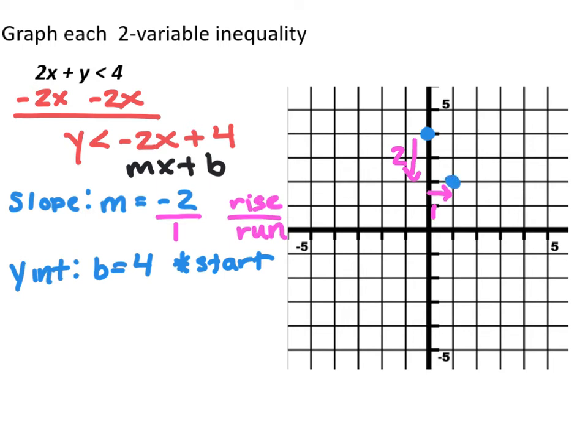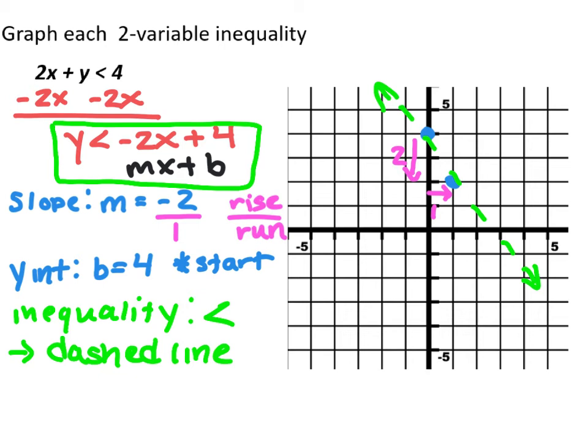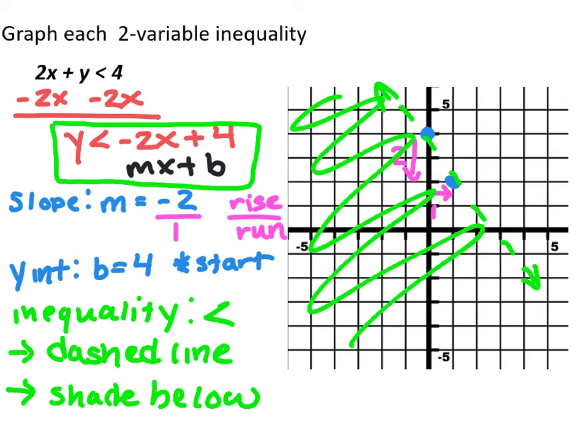Now if I look back at the inequality that we're graphing, the inequality symbol is less than. So I can use this to determine that we're going to use a dashed line. So I can draw in my line using a ruler through the points. And I can also determine that since it's less than, we're going to shade below. So I'm going to shade everything below the line.